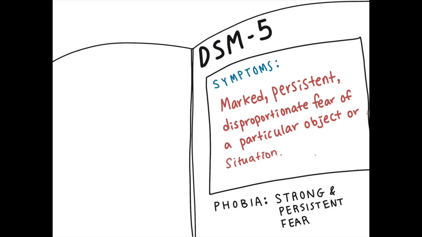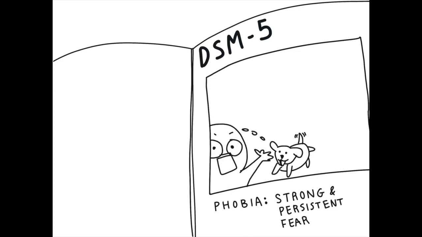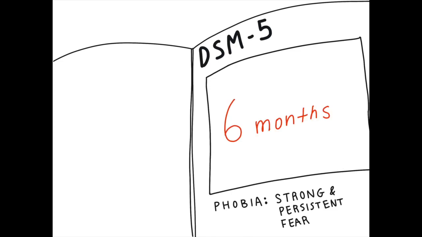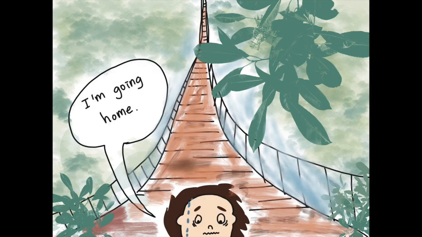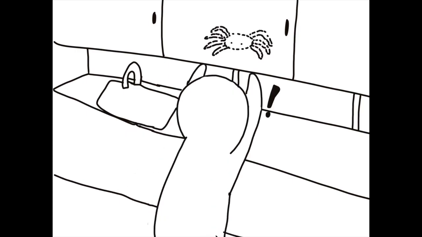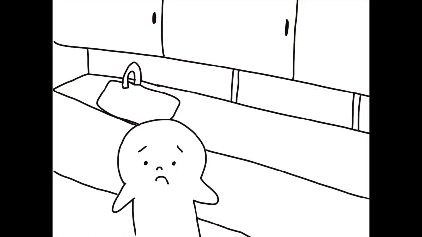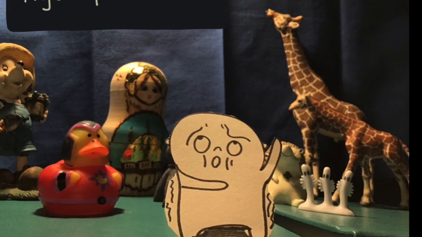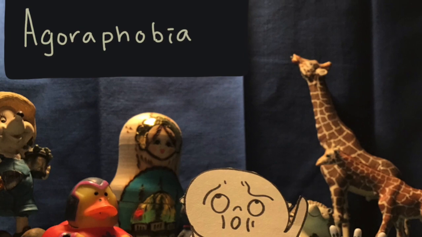Symptoms include this marked, persistent, and disproportionate fear that usually lasts at least 6 months. Exposure to the feared object or situation produces immediate fear and a strong desire to avoid. Lastly, a phobia can also cause significant distress or impairment of daily functioning. One example is agoraphobia, which is the fear of being in a public space where escape is difficult or help unavailable.